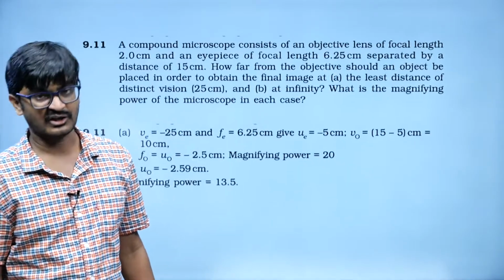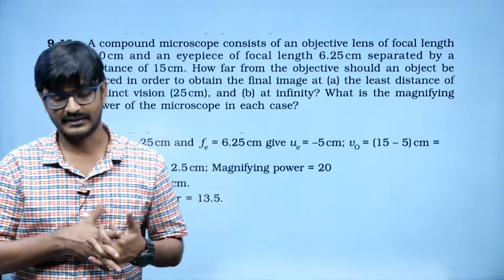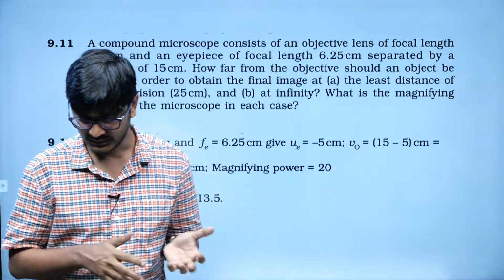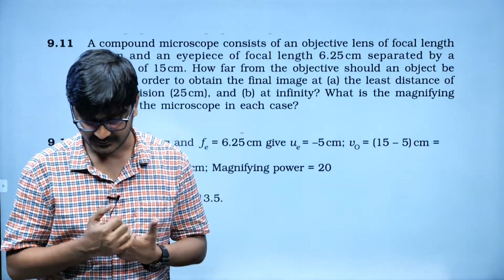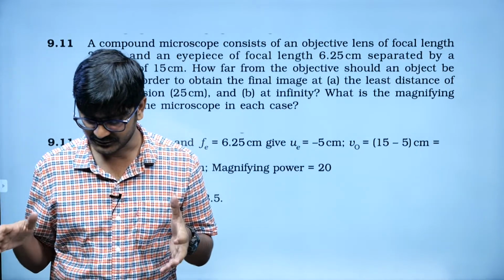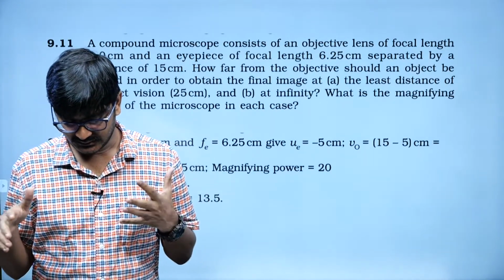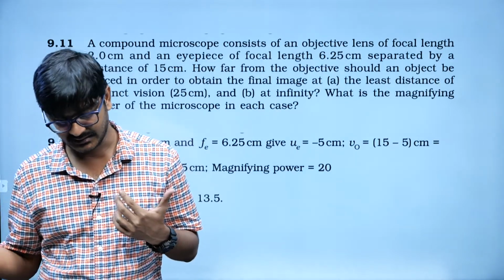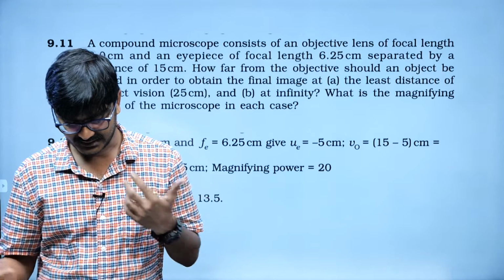Now, that's all about the simple microscope. Now we will go on to the compound microscope. A compound microscope consists of an objective lens of focal length 2 and an eyepiece of focal length 6.25, separated by a distance of 15. How far should the object be placed from the objective in order to obtain the final image at 25 centimeter and at infinity? And what is the magnifying power of the microscope in each case?